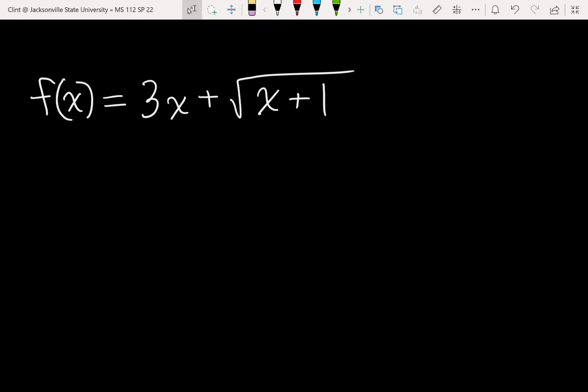Okay? So we would look underneath the radical here. We'd say, what number would give us 0 underneath the radical? What number would give us 0 on this one? Negative 1. So negative 1 is going to be the smallest x value in our domain. So for this one, the domain is just negative 1 to infinity.